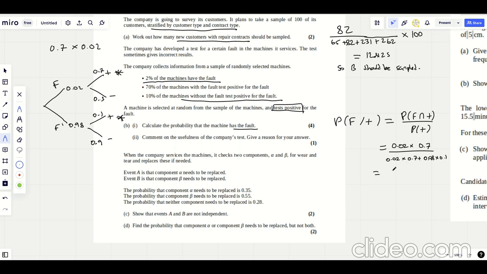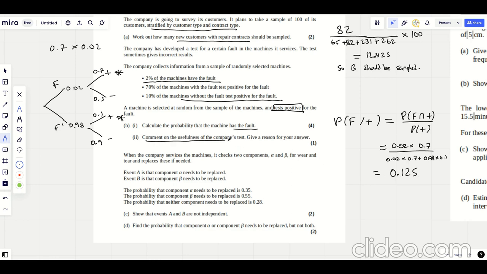0.014 divided by 0.014 plus 0.098. Okay, and I'm getting there 0.125. I think that's a pretty tricky question, I'll be honest with you. I don't think that's easy at all.